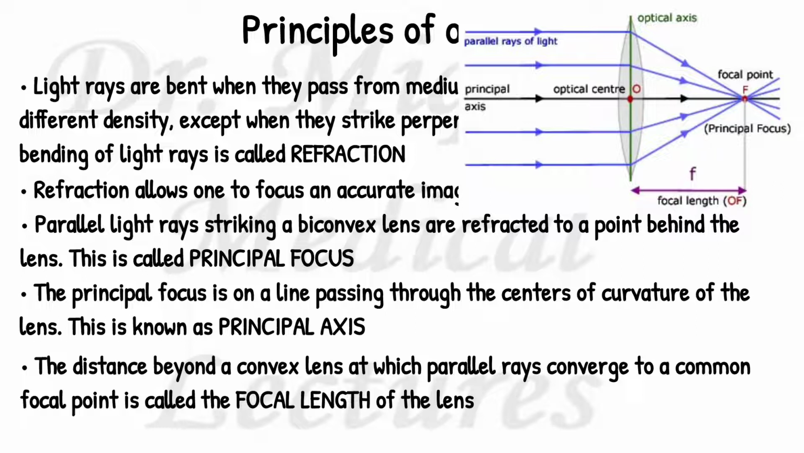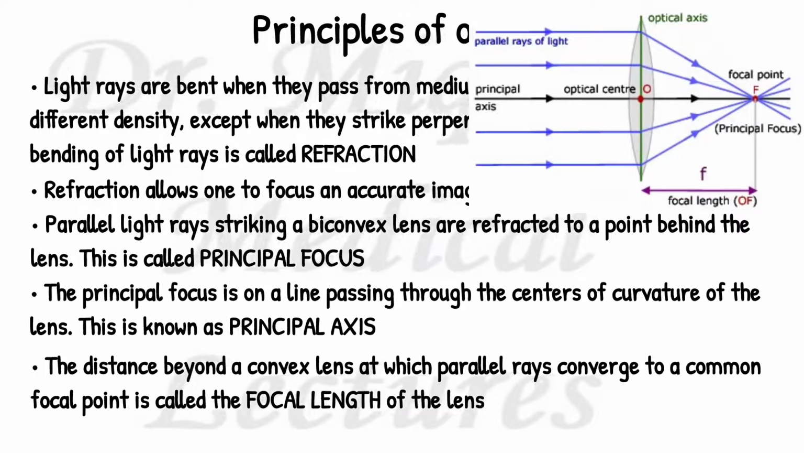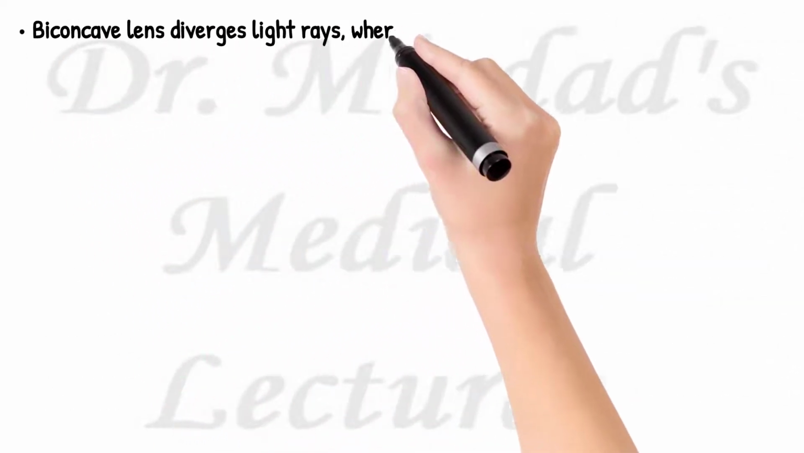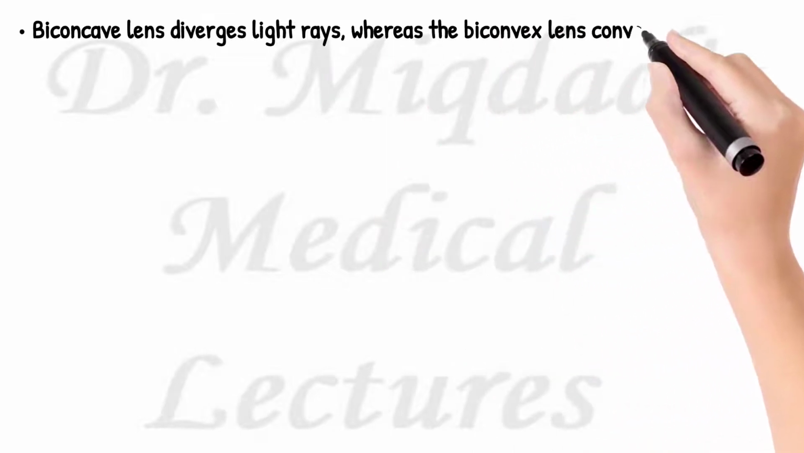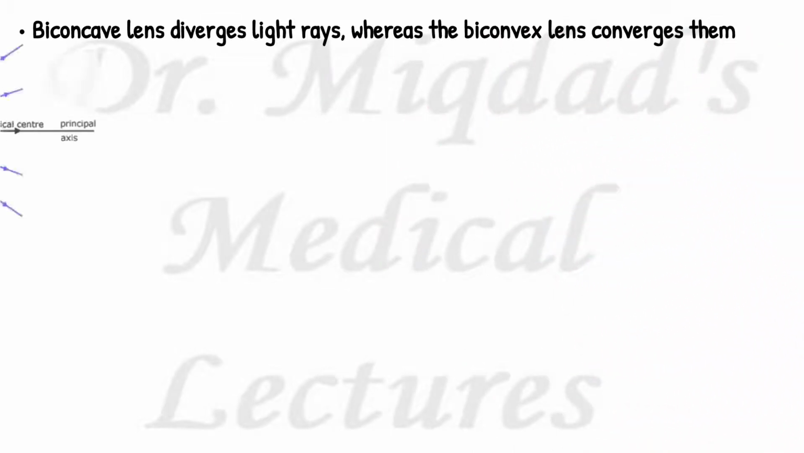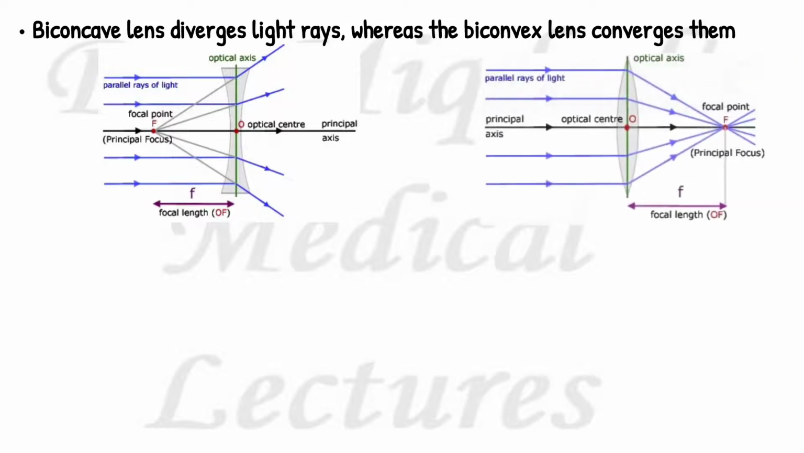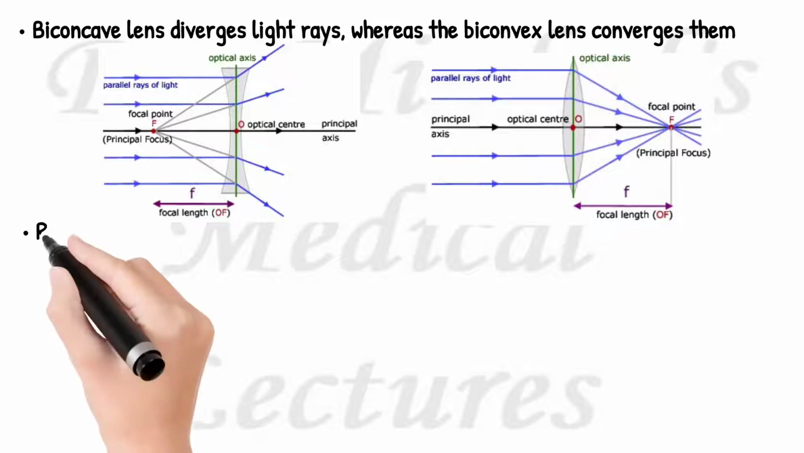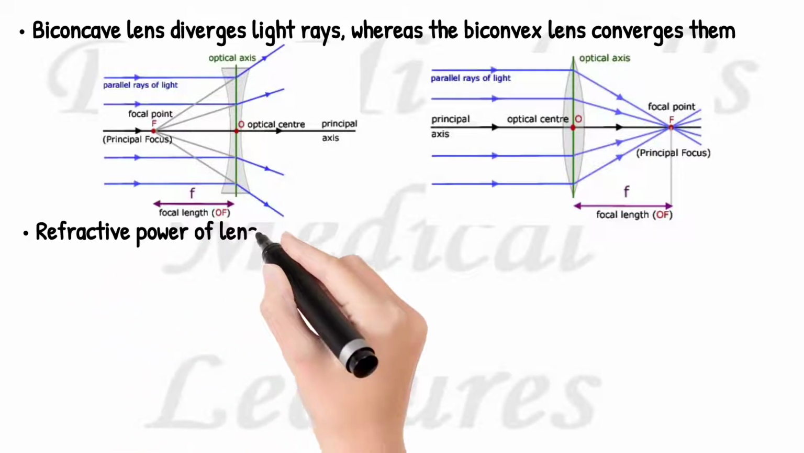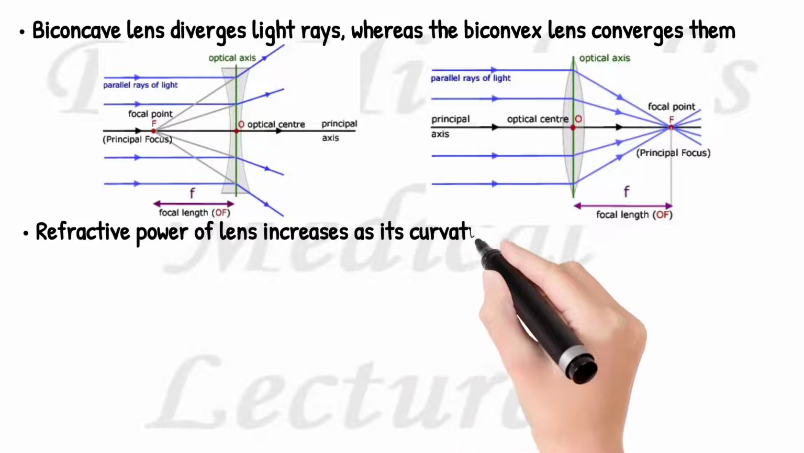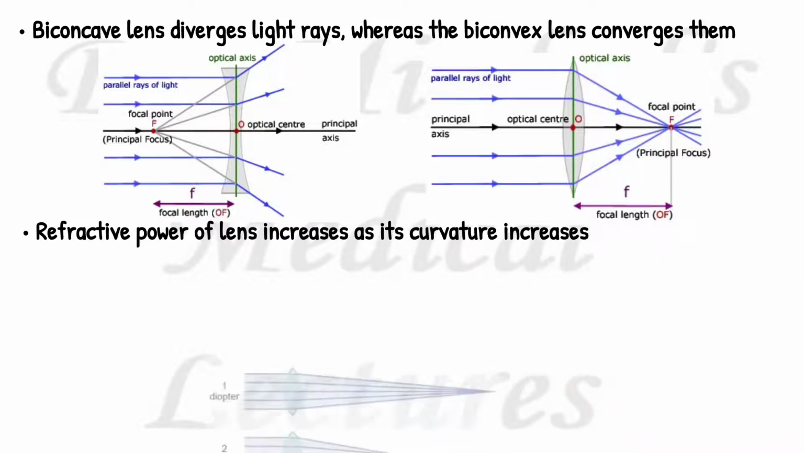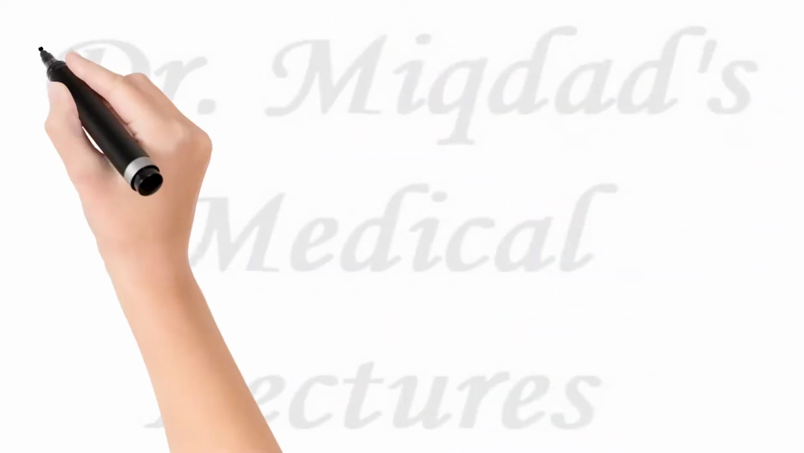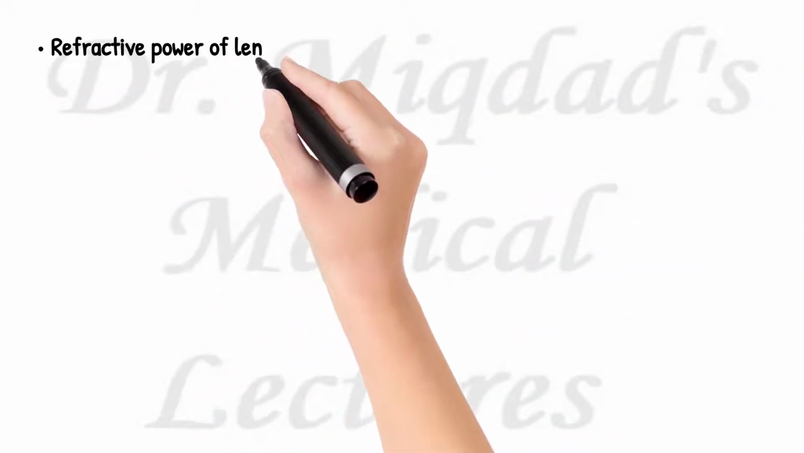Another important principle is that a biconcave lens diverges the light rays, whereas the biconvex lens converges them, as shown in the image below. The next principle is that the refractive power of a lens increases as its curvature increases, as shown in the image below. The refractive power of any lens is measured in diopters.